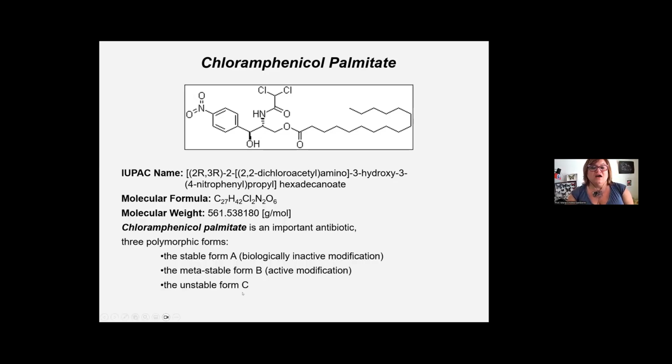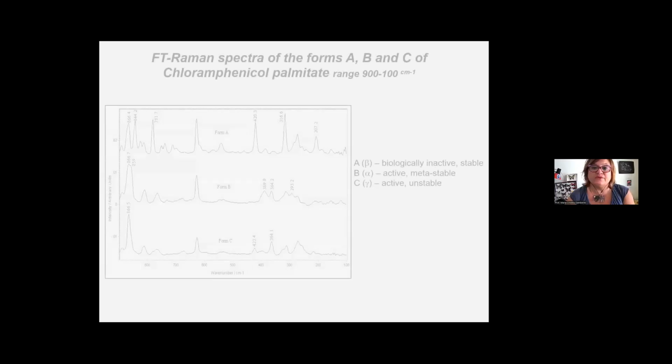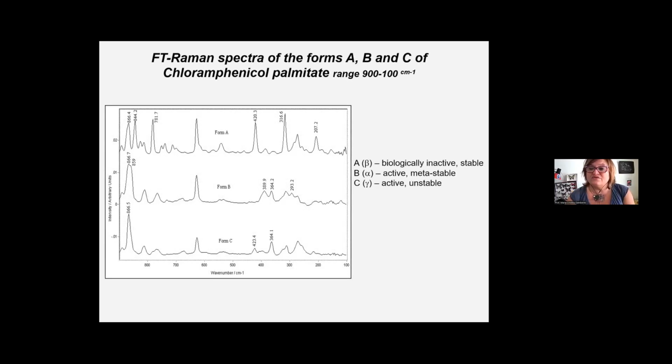unstable form C. What does it mean, stable, metastable, and unstable? Stable means that inside the solid formulation, it doesn't transform itself, and also doesn't transform itself because of absorbing water or something else. And metastable means that it can convert from one stable form to another, and unstable, really unstable. Here are the first results.